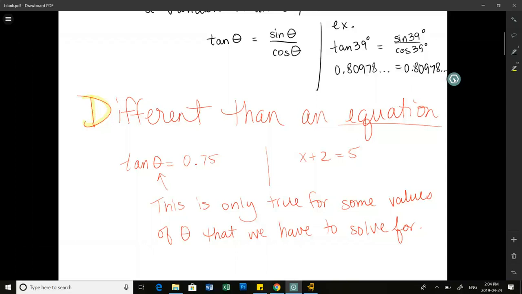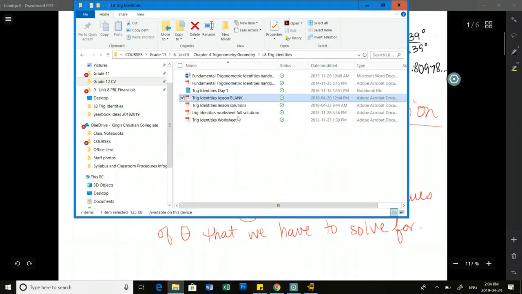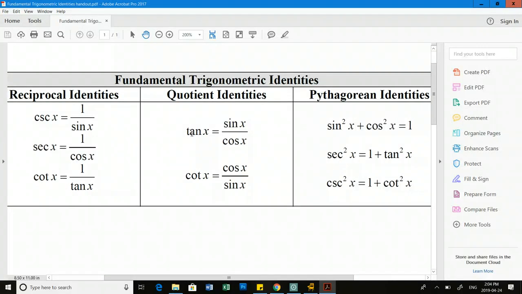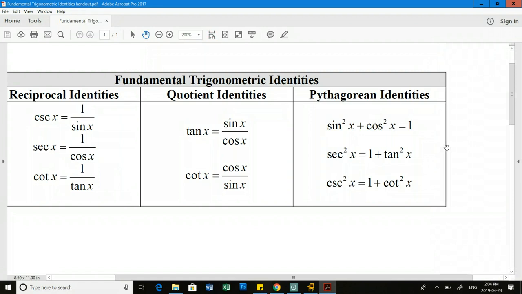All right, so I handed you guys out a little slip of paper, and it is the fundamental trig identities. These are identities that we know are true. I'm just going to put them up on my screen here as well so everyone watching the video can see it. These are a set of identities that we're going to work with in grade 11.